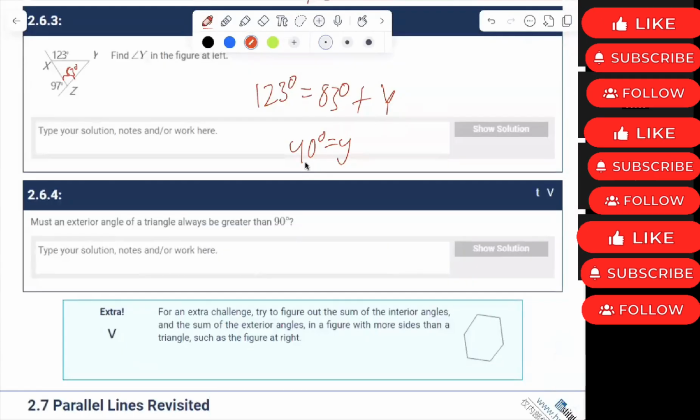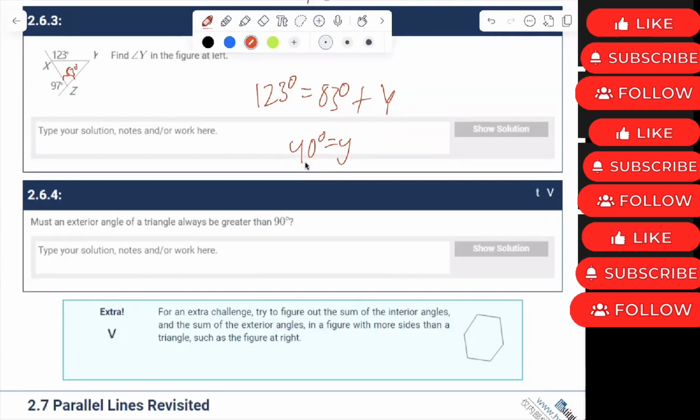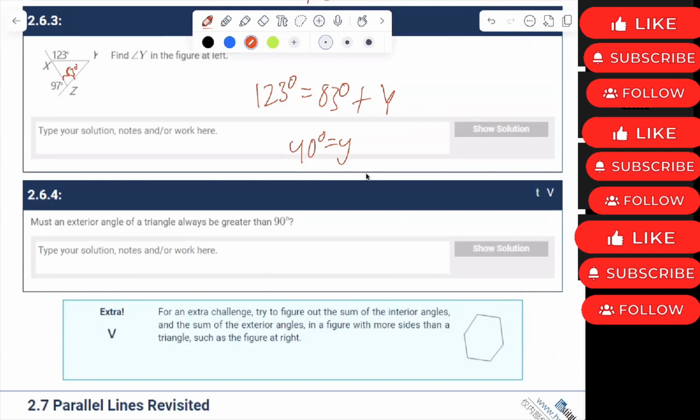Must an exterior angle of a triangle always be greater than 90 degrees? I'll let you try this question and tell me the answer in chat.